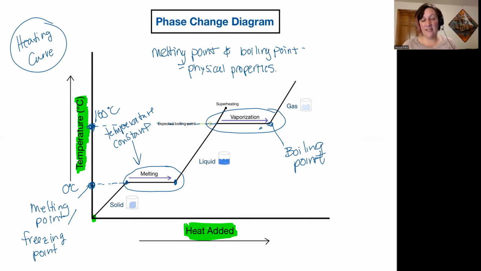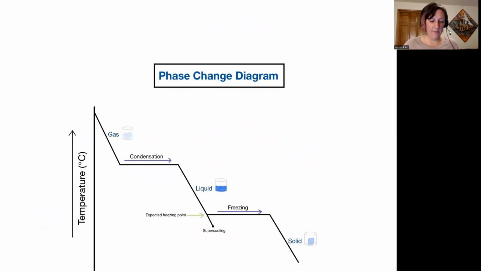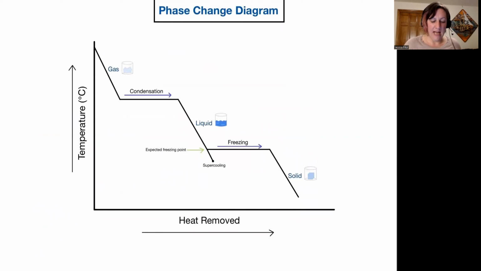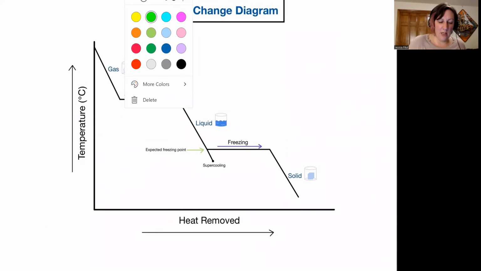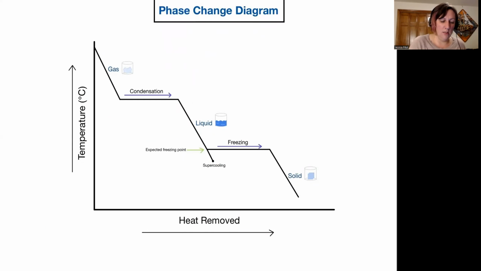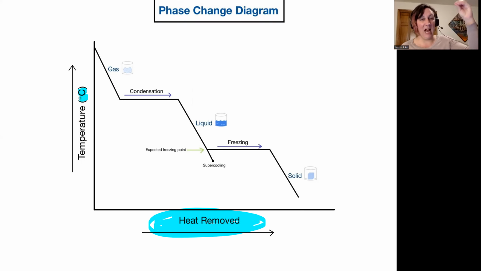And what we call this diagram is a heating curve. We can see also a cooling curve. So here's one right here. And in this case, the real difference is that our x-axis here is showing heat removed. We're still looking at temperature on our y-axis. And so we're going to start with a gas at a high temperature and then see what happens as we remove heat. And we see that we expect the temperature to go down as that heat is removed.